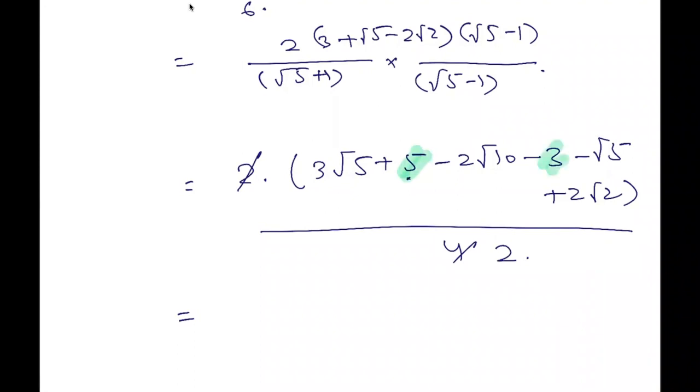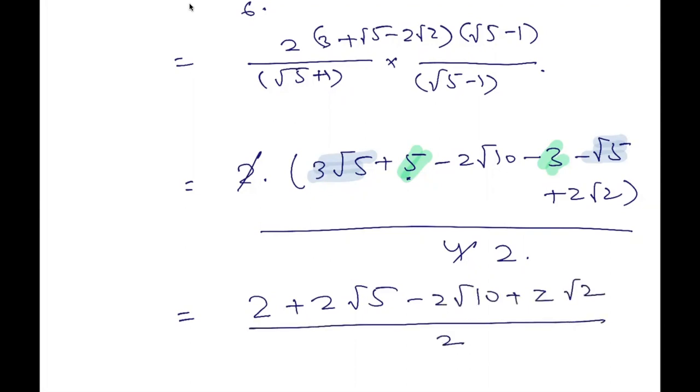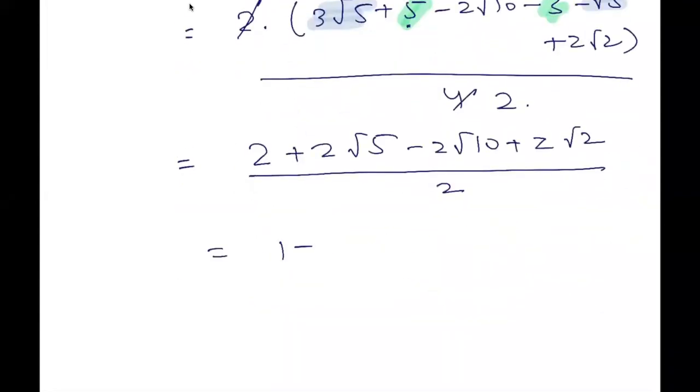5 minus 3 is 2, right? 3 root 5 minus root 5 is 2 root 5. Minus 2 root 10 plus 2 root 2 upon 2. 2 cancelling out with this, you are getting 1 plus root 5 minus root 10 plus root 2. Right.